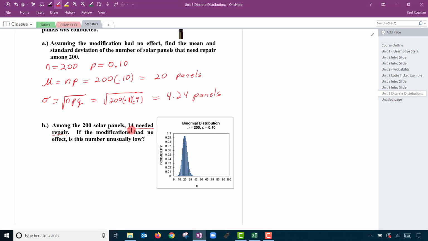Let's first see if we have a bell curve. I've already plotted it here for you, and it does look pretty nice. Let's check the criteria. Remember, np has to be greater than 5? Well, it's 20, so it's greater than or equal to 5. And nq, that has to be 180, which is also greater than or equal to 5. So it checks out. We have a bell curve.